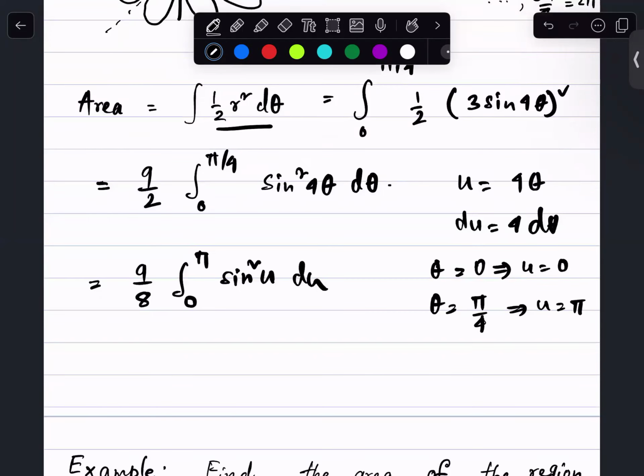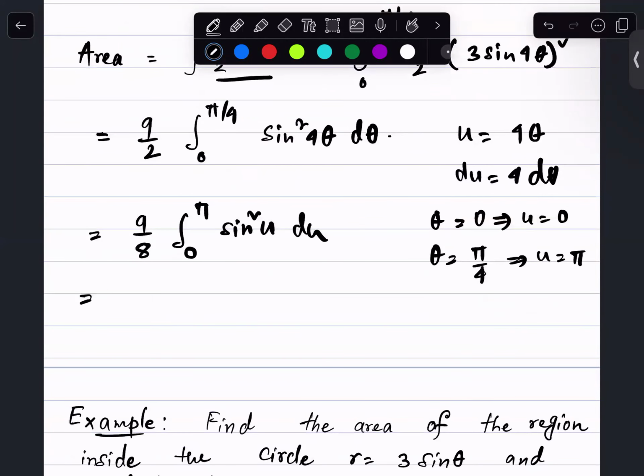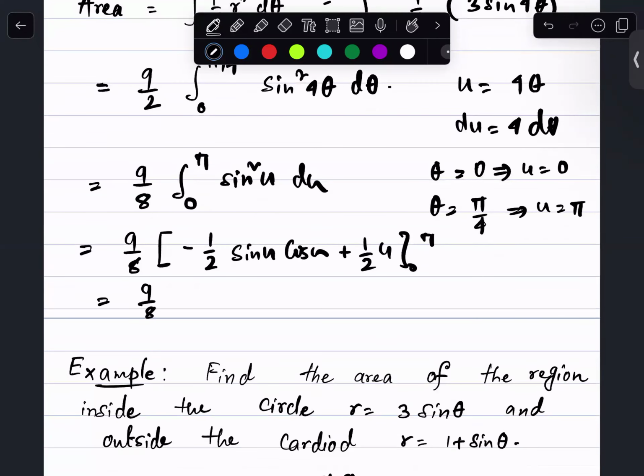So this is something you have already seen many times, therefore I'm not going through it very thoroughly. Again, you have to use the reduction formula, and then you'll get half sine u cosine u plus half u, 0 to pi. When you put in the upper and lower limits, you'll get 0 plus pi over 2 minus 0 plus 0. So you'll get at the end the answer as 9 pi over 16.